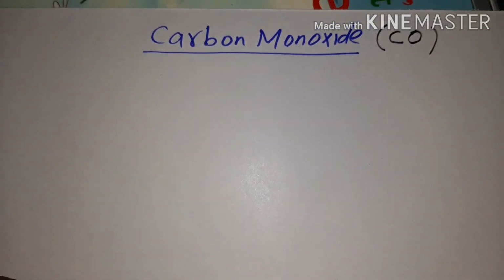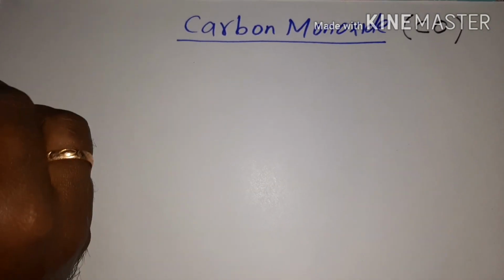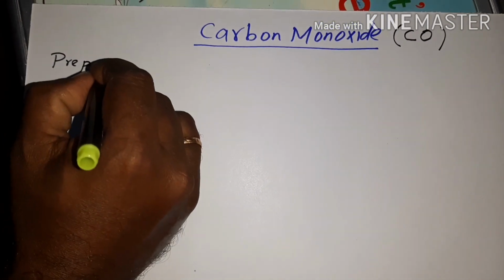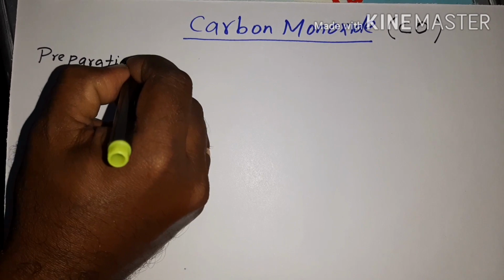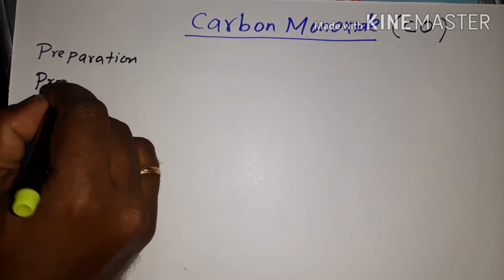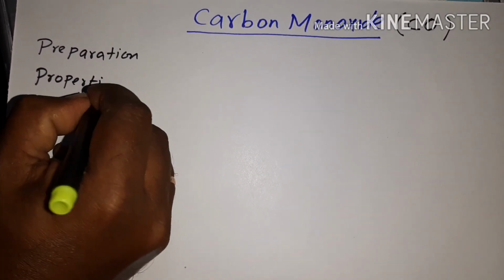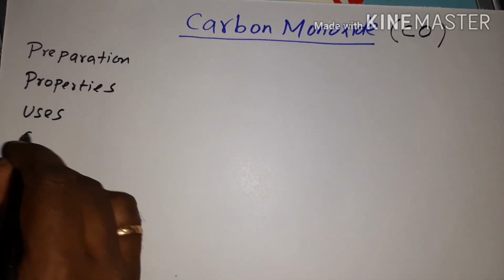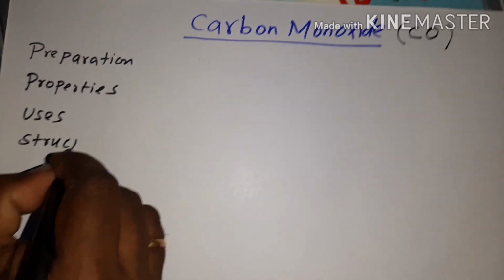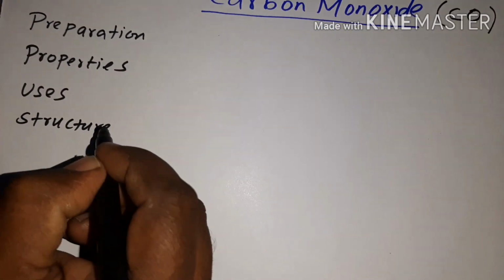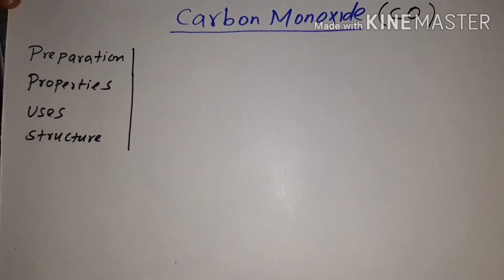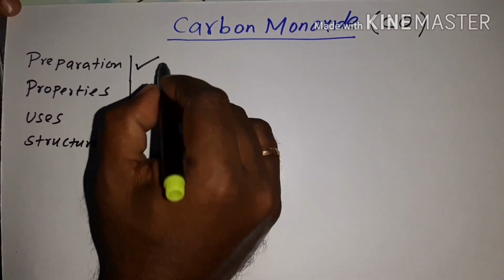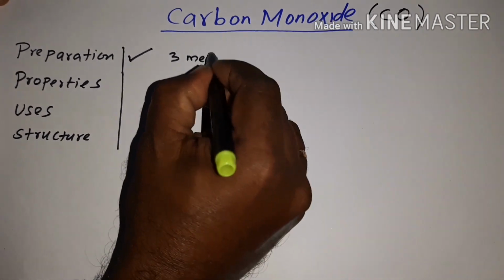So here we will study preparation, then properties and uses, then structure of carbon monoxide. The first one we will look at is preparation. There are three methods.